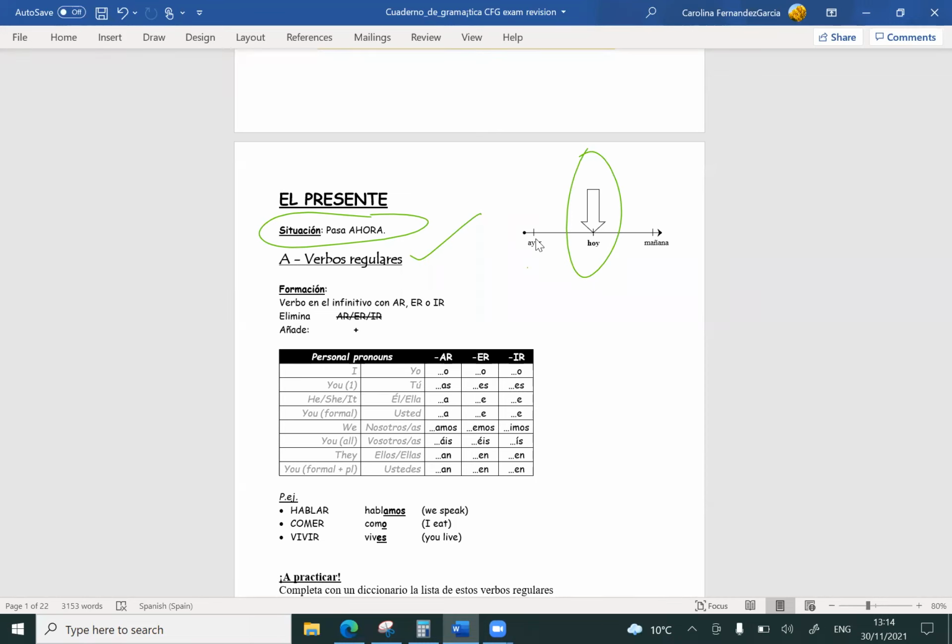So how do I form a regular verb? I take the full verb with the infinitive ending in ar, er, ir. I get rid of the ar, er, ir, and I add these endings. So all the verbs in Spanish belong to one of these three groups. The first group is the AR group, the second group is the ER group, and the third group is the IR group. So absolutely every single verb will belong to one of those groups.